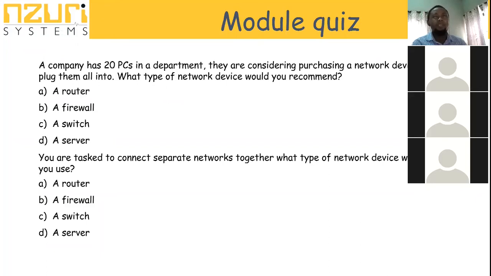I think the maximum I've seen on most firewalls happens to be like 4, so you don't have a lot of them on it. Then servers too, we know you don't have ports to serve any purpose for that matter, right? Now, the second question says you are tasked to connect separate networks together. What type of network device would you use? So for the second one, what device would we use?